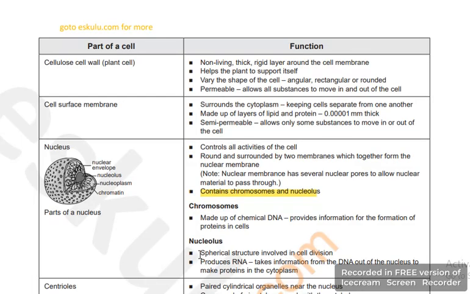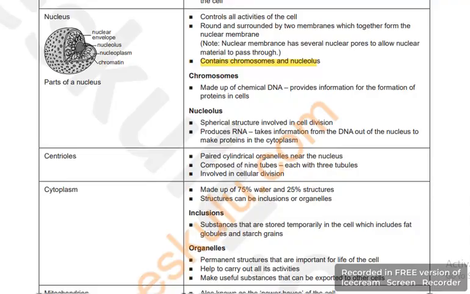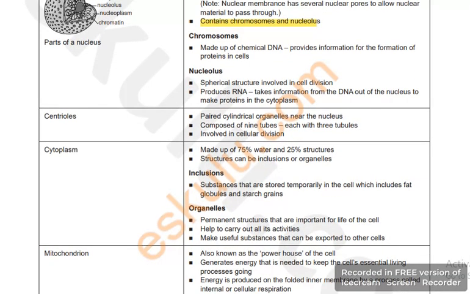So under the nucleolus now, it is the spherical structure involved in cell division. This one, the structure which is inside there at that point of the nucleus, is the nucleolus. Then we have the chromosome there. So that is the nucleolus. It produces RNA, which takes information from the DNA out of the nucleus to make proteins in the cytoplasm. That is what the nucleus is all about under the parts of the cell and their functions.